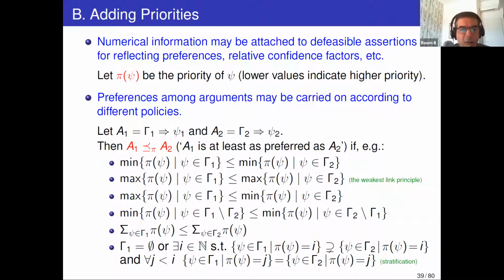So now A1 is preferred to A2 if the first i strata are the same in the supports of A1 and A2, and the i plus 1 stratum of A1 strictly contains the i plus 1 stratum of A2. In this case, we say that A1 is preferred to A2 according to the stratification condition.